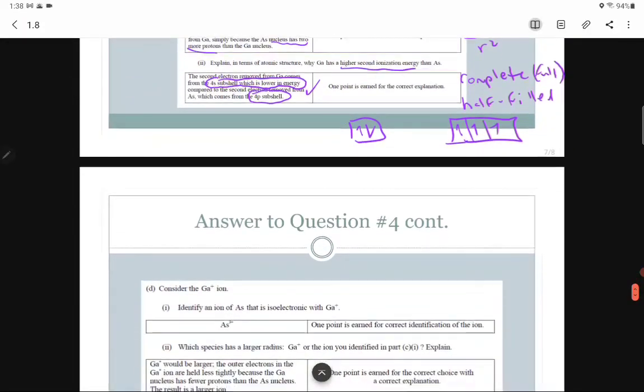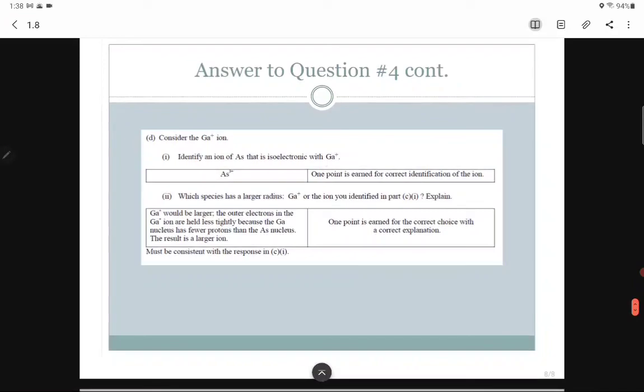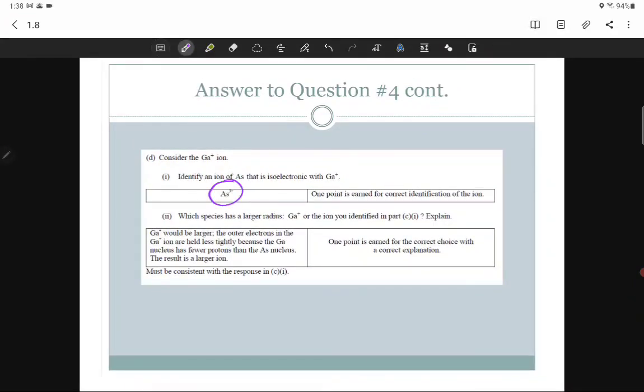Okay, I think we have a little bit more explanation here. So I think that matches up with what we said. Arsenic +3 would have the same number of electrons as gallium +1, and which would be larger, and it talks about protons. And so they didn't mention Coulombic attraction, R squared. But I think it would be nice to actually mention the nuclear pull being greater, but they just mentioned protons. Okay, and I think that is all we got.